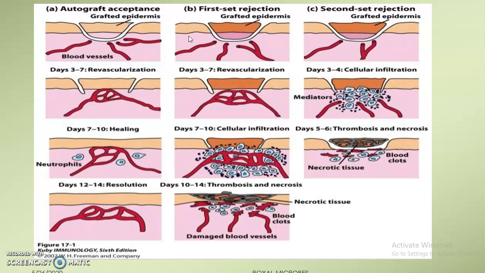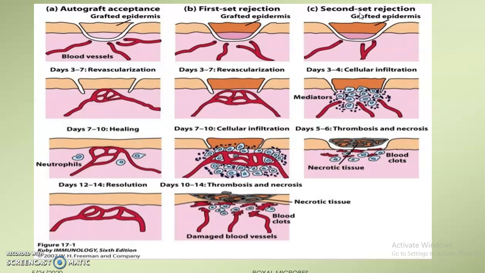In the first set rejection, this is the graft epidermis. Here we can already see a color change, and revascularization also occurs within 3 to 7 days, but within 7 to 10 days cellular infiltration occurs, that is, neutrophils, macrophages, monocytes, etc. migrate to the site and identify this graft as a foreign substance, resulting in thrombosis and necrosis and complete damage of blood vessels, leading to complete graft rejection, that is, first set rejection.